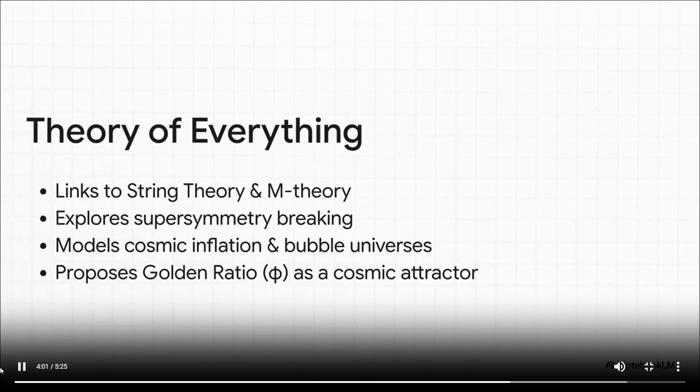And because of that, people who work on this believe it could be a really valuable mathematical toolkit for finding a theory of everything. It offers new ways to look at ideas in string theory, new models for how our universe inflated right after the Big Bang, and it lets us explore that incredible idea of the golden ratio being a kind of fundamental anchor for the cosmos.